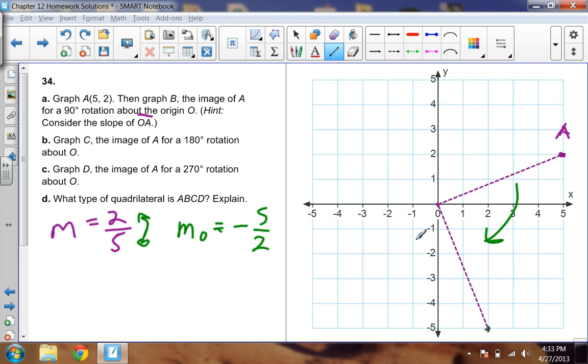All right, so I completed my rotation. I'm sorry, I didn't complete my rotation. I kind of did. I completed my opposite reciprocal, and I made this perpendicular line right here. So this is 90 degrees. You know what? It did not say clockwise or counterclockwise. For the sake of this, let's assume clockwise.